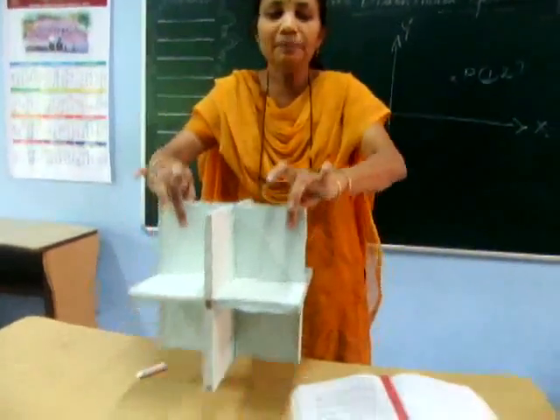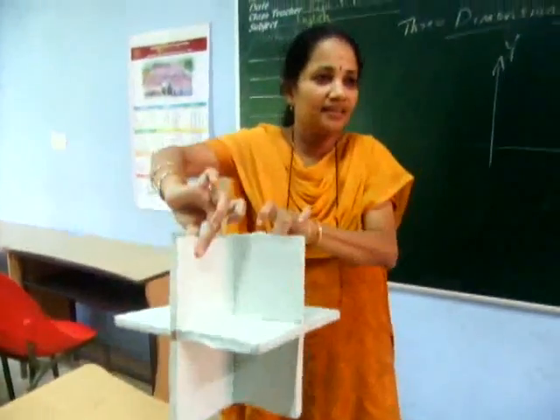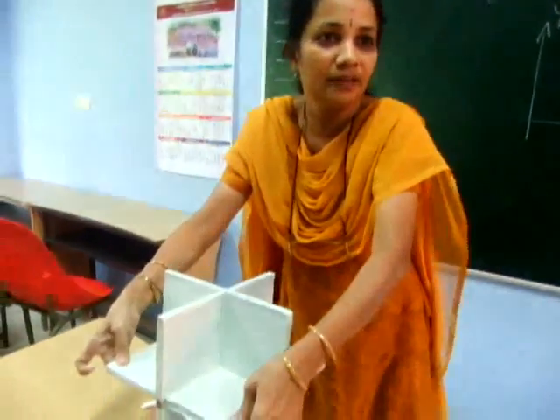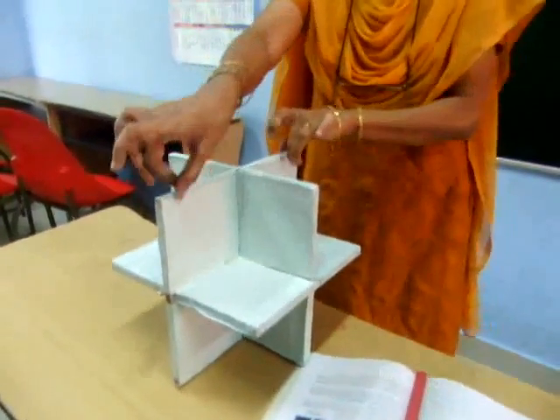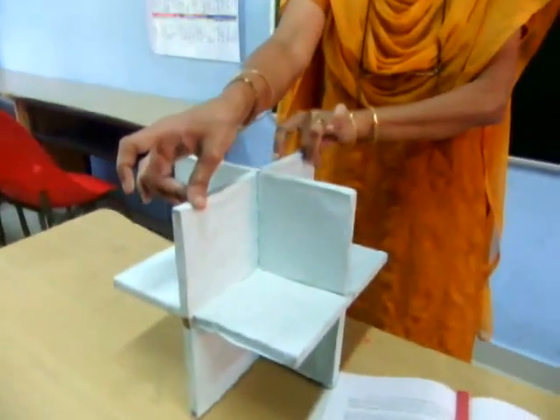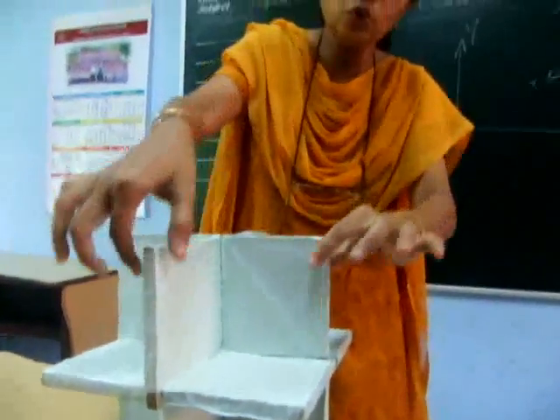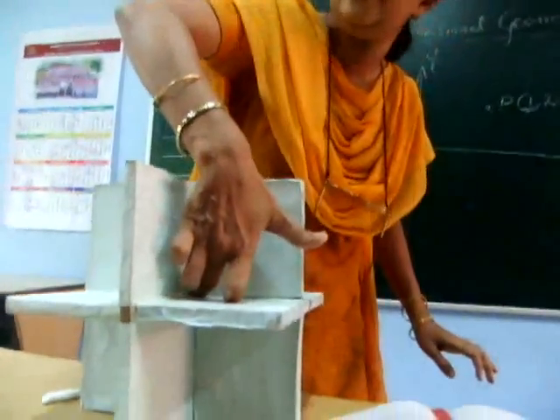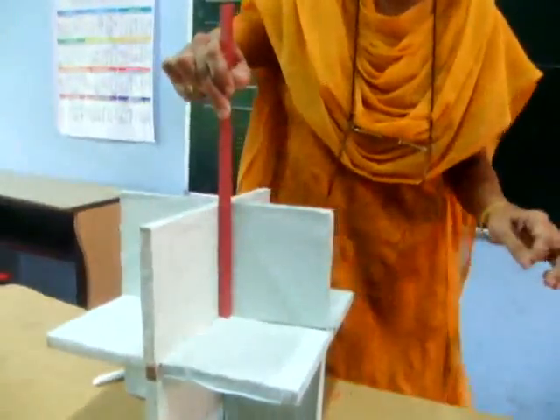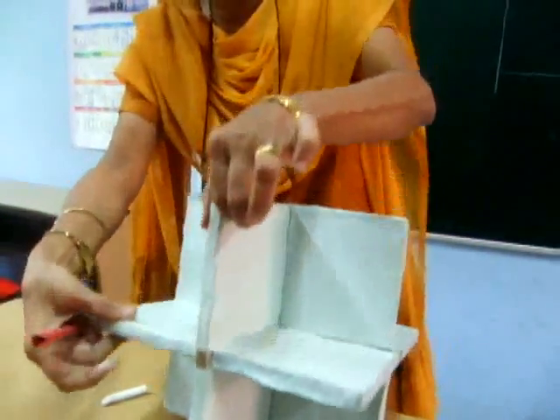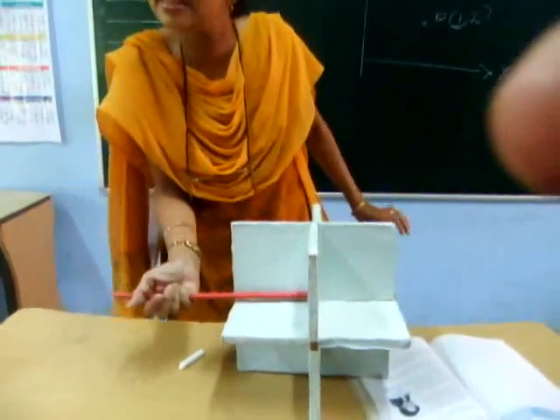When three perpendicular planes intersect. This is one plane. This is another plane. This is the third plane. So these three planes are mutually perpendicular planes. When they intersect, you see what the intersection is. When two planes intersect, we get a line. So these two planes, when they intersect, we get a line. Similarly, when these two planes intersect, we get this line. Similarly, these two planes, when they intersect, we get this line.